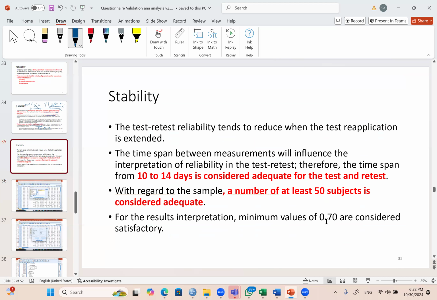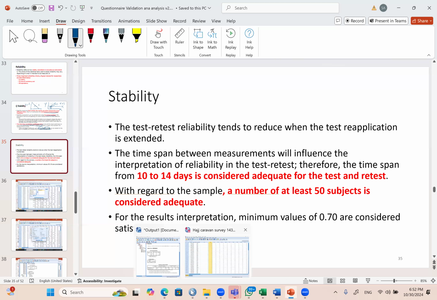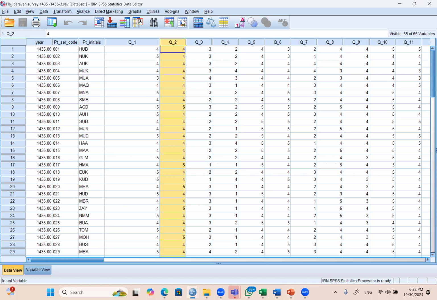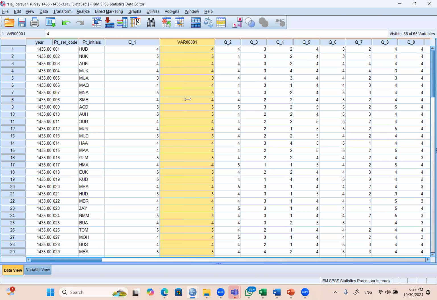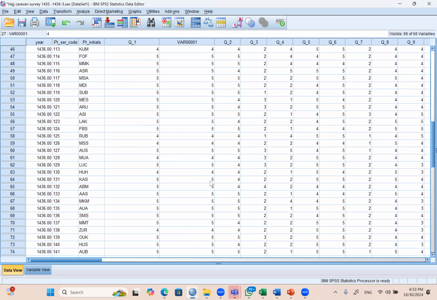How can we get something like this? Let me make some changes in the data. I'm going to insert a new variable here and copy exactly this one. Then I'm going to make some very minor changes: change this to a 5, this to a 2, this to a 3, and perhaps change these to 4s. Some changes, so they are not exactly the same.